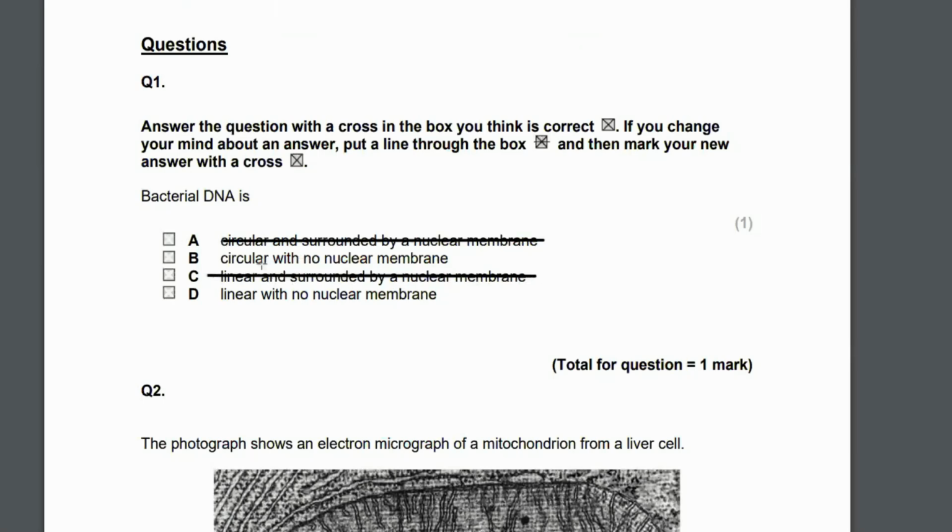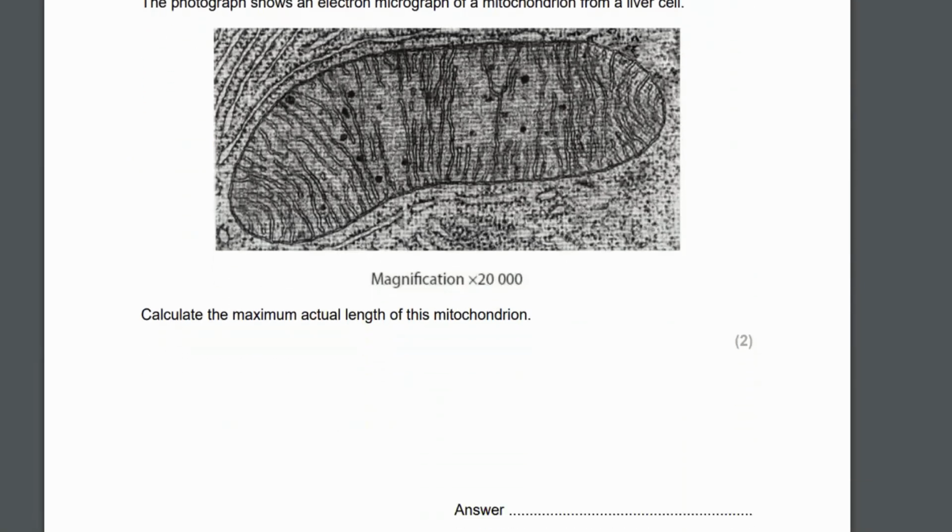Bacterial DNA is circular and surrounded by nuclear membrane. Now, we've got no nuclear membrane, so we can get rid of any answer with nuclear membrane, as bacteria don't have a nucleus. And of course, their DNA is circular. You either have a chromosomal loop or a plasmid. You don't have linear DNA.